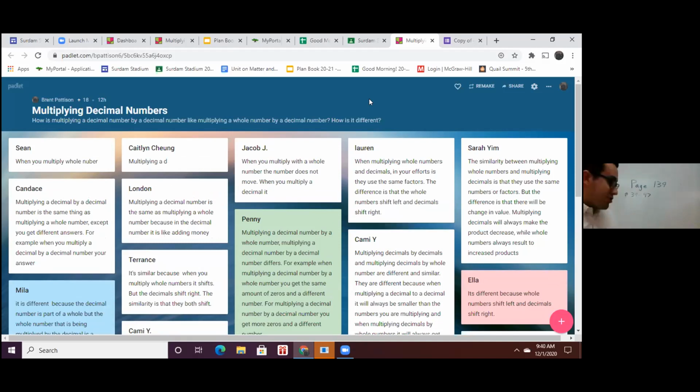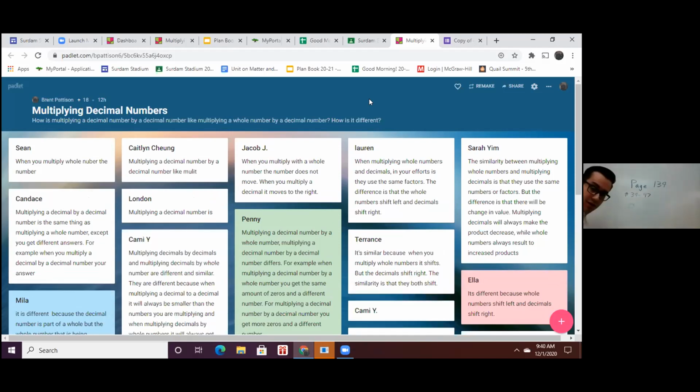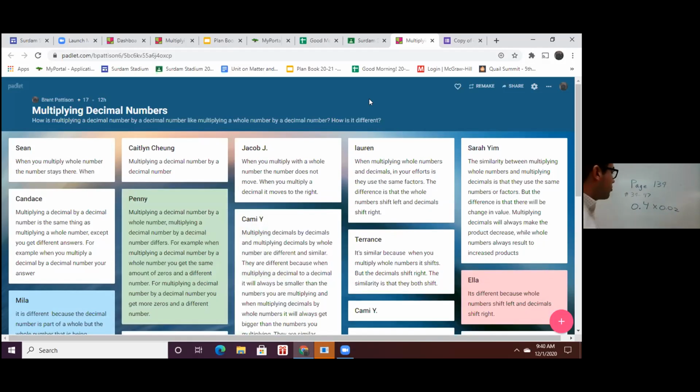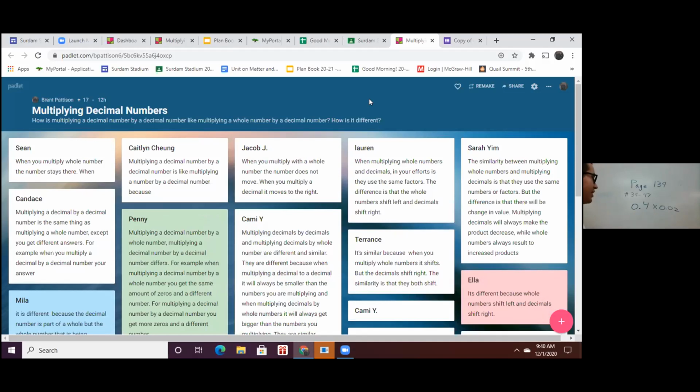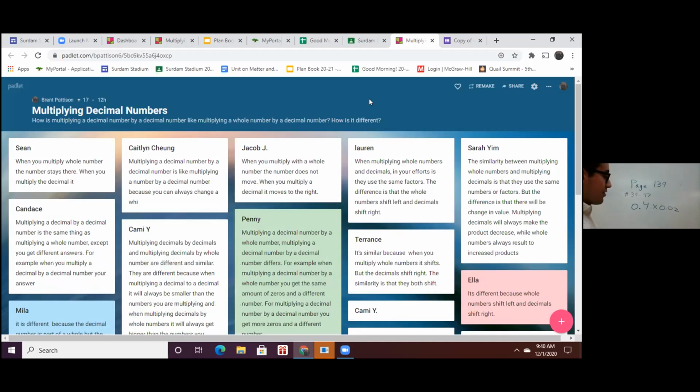And remember too, guys, let me use a darker color. If you have something like 4/10 times 2/100, you could always rewrite these as fractions too to help you with these. Okay, so how can we rewrite this one, the 4/10? What's this the same as in a fraction?